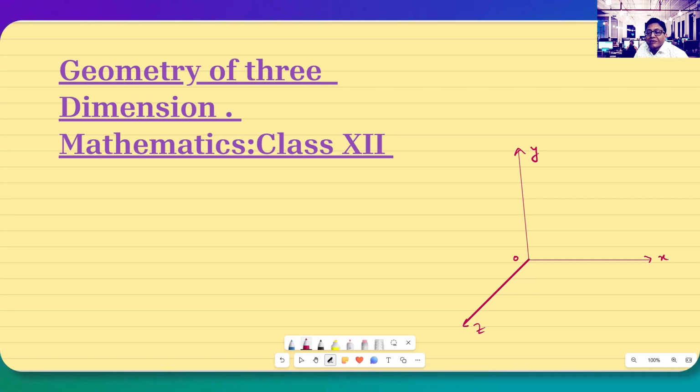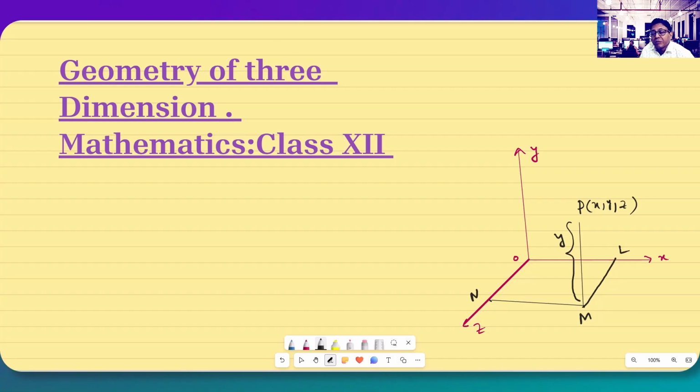But one basic concept you need to remember, that if there is a point P(x, y, z), then if we draw a perpendicular on the xz plane, its length will be y. Where you have dropped perpendicular, the foot of perpendicular of the point P on the x-axis, let it be L, and on z-axis the perpendicular, let it be N.